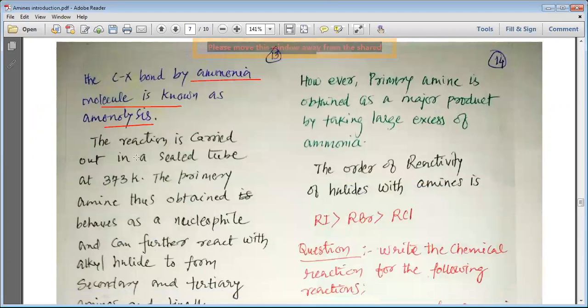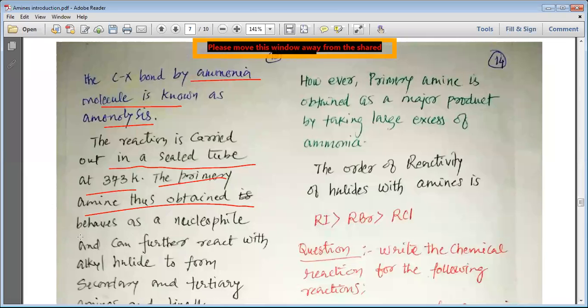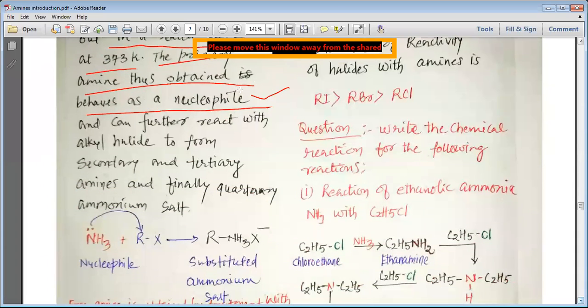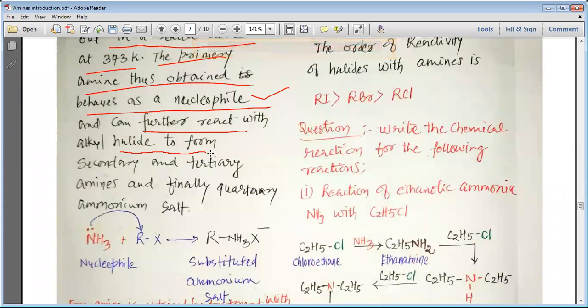So once again, the reaction is carried out in the sealed tube, my dear students, so that the required reactants do not go outside at 373 Kelvin, that is 100 degrees centigrade temperature. The primary amine thus behaves like a nucleophile. So first we get the primary amine, and this primary amine even behaves like a nucleophile because it has the nitrogen that has the lone pair of electrons present with it, and that is why it behaves like a nucleophile and can further react with the alkyl halide to form the secondary, tertiary, and ultimately the quaternary ammonium salts.